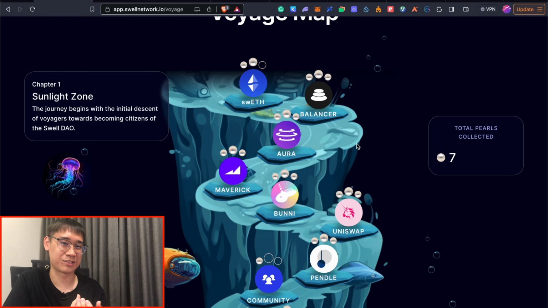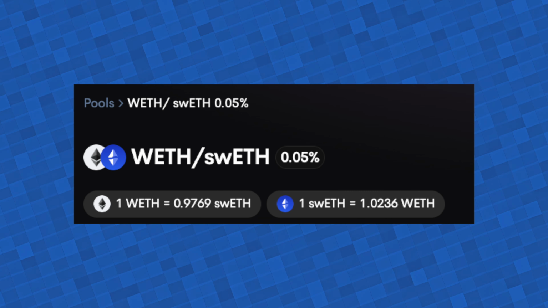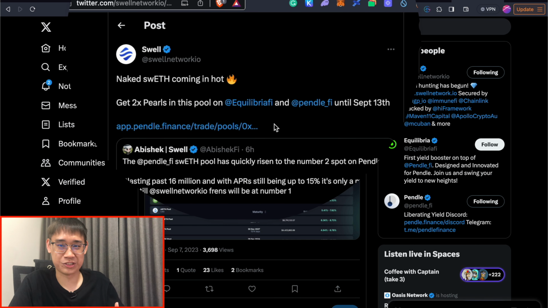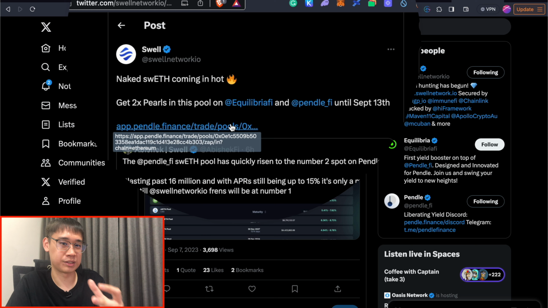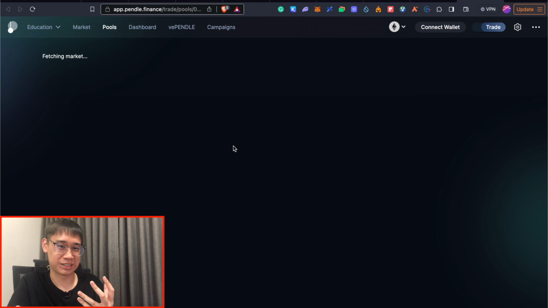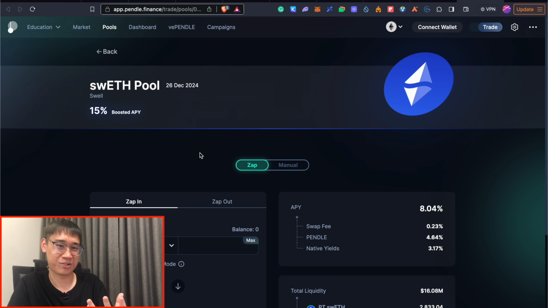So some other ways that you can earn these pearls is by depositing liquidity, which usually involves the SWETH ETH pool. And their Twitter account did mention that you're able to get twice the amount of pearls if you deposit liquidity into this pool on Pendle Finance. So I was pretty excited about it because I had some ETH to spare on the Ethereum mainnet.